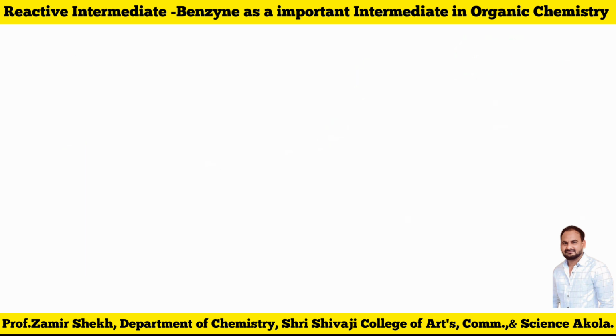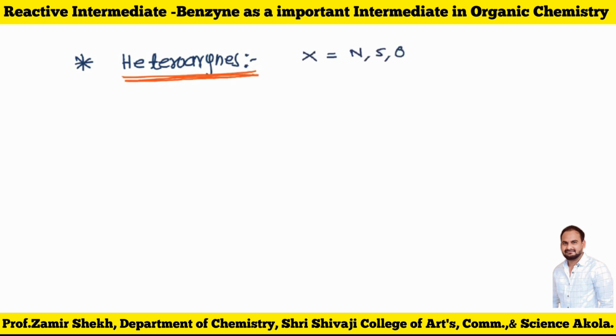Similarly, we also have heteroarynes. Heteroarynes have similar reactions, but they are more reactive than simple benzyne, because in heteroarynes we have a heteroatom, that is nitrogen, sulfur, or oxygen. Okay, and heteroarynes are further classified on the basis of ring size: a 5-member ring or a 6-member ring. They are also prepared from the removal of 2 hydrogens.